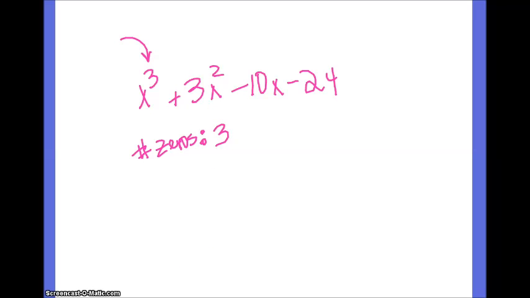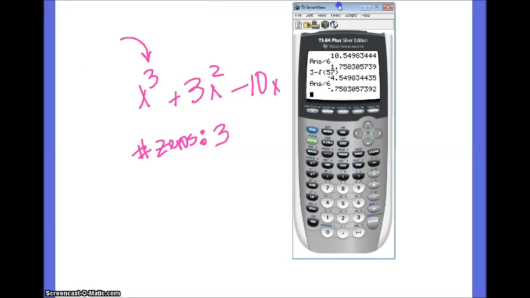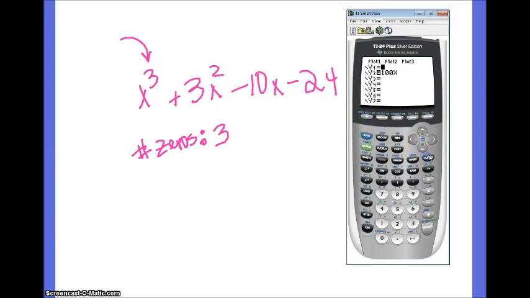To find your starting point, you want to put the original problem into y equal. So we're going to say x to the third plus 3x squared minus 10x minus 24. Now stop and think about it. If I were to look at the graph, where are my zeros? They're the points where the graph crosses the x-axis. Well, when it crosses the x-axis, the value of y is 0. So go to your table and look for where y is 0.